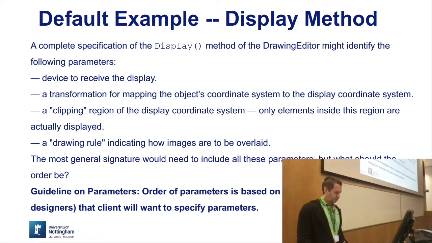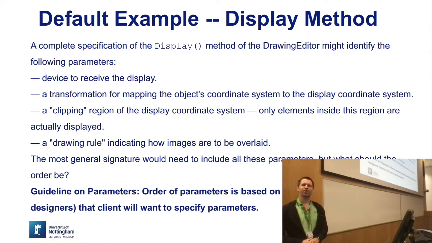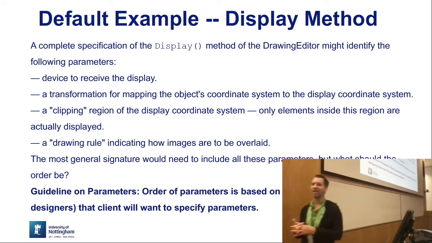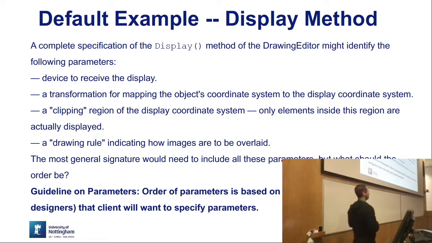So the most general signature would need to include all of these parameters, but what should the order of the parameters be, right? That was that question I asked at the beginning. Nobody thinks about this stuff. Nobody, but you guys are now smarter than 99% of the other software developers, because you're going to start to think about these things now, like important default values and the order in which parameters are given in the method.